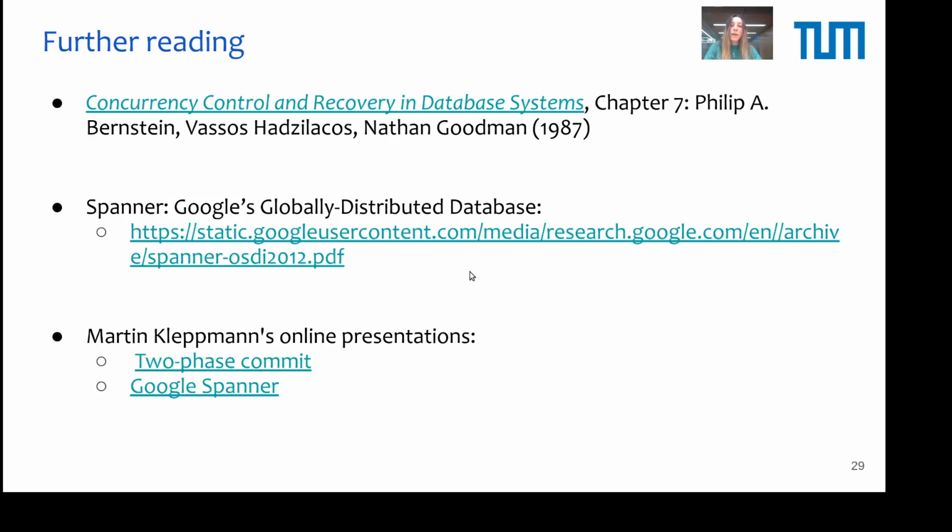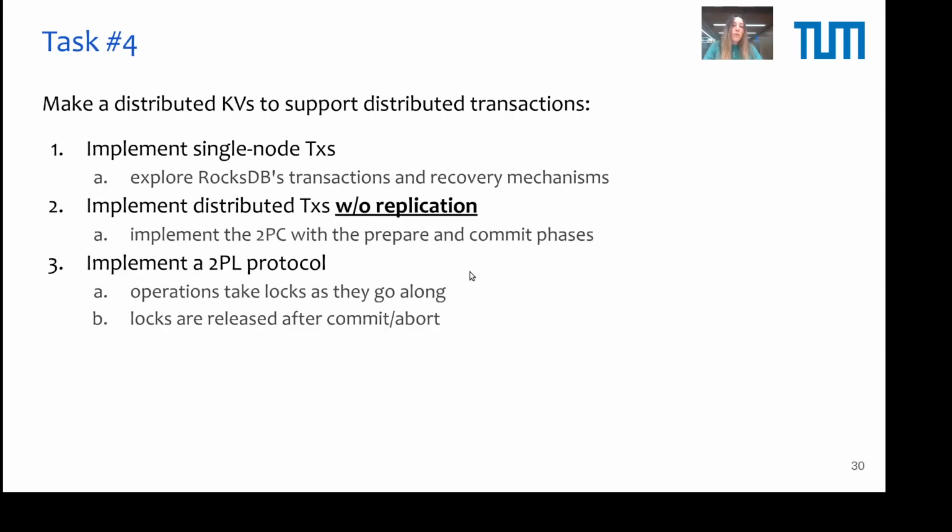So this is some extra material you might want to check. And to sum up, the fourth task is to implement a distributed key value store with transactions. Specifically, you will explore single node transactions and extend the mechanism to distributed nodes. For that, you would need to implement the two-phase commit protocol. For this task, we have no replication. And in addition, lastly, you would need the coordination mechanism. For example, you would need to implement a two-phase locking protocol.